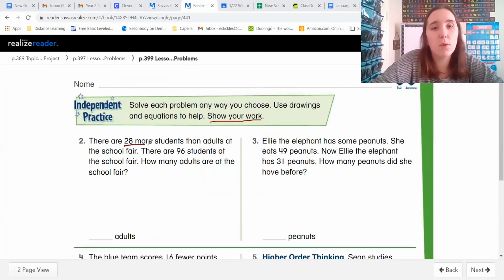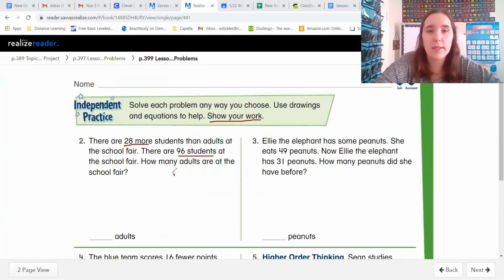There are 28 more students than adults at the school fair. There are 96 students at the school fair. How many adults are at the school fair? So we know that there are 96 students at the fair, and we know that there are more students than adults. So 96 is going to be our total number. It's going to be our biggest number because we know the number of adults is smaller. So what that tells me is I'm going to draw a bar diagram with my 2 parts.